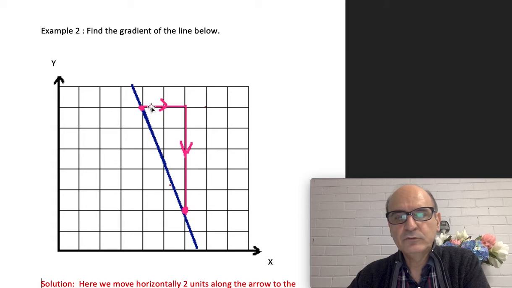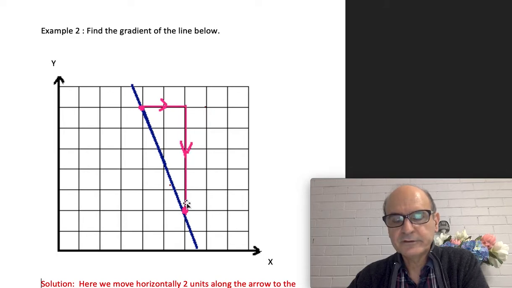So we need to go 2 units across. And this time, rather than going up, we need to go down to get to the second point. How many of these divisions? 1, 2, 3, 4, 5. So we went 5 units down and 2 units across. This is our run. This is our rise.